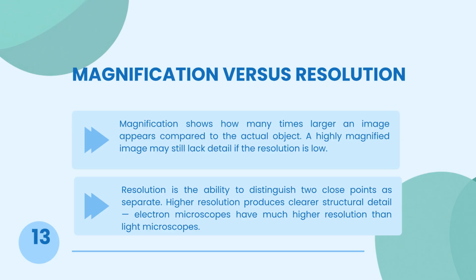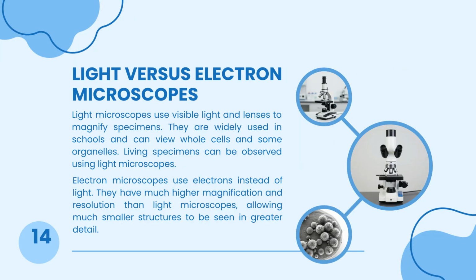It is important to distinguish between magnification, the size of an image, and resolution, the ability to see detail within that image. In summary, while light microscopes are practical for classroom study and live specimens, electron microscopes provide superior magnification and resolution for detailed research.